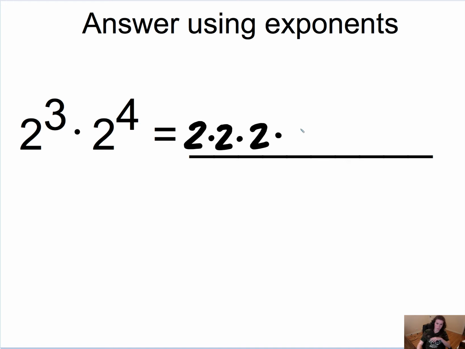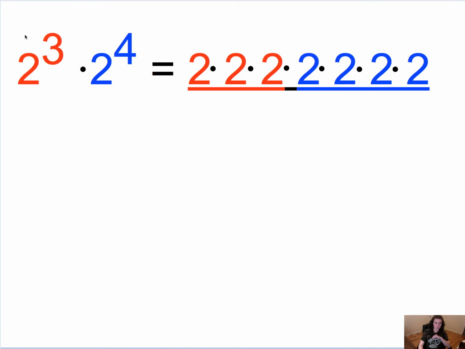Well, what does that really mean? 2 times itself 4 times. 1, 2, 3, 4. So here I color-coded everything so you could see the difference. So we've got 2 to the third power, which is 2 times 2 times 2, and 2 to the fourth power, which is 2 times 2 times 2 times 2.